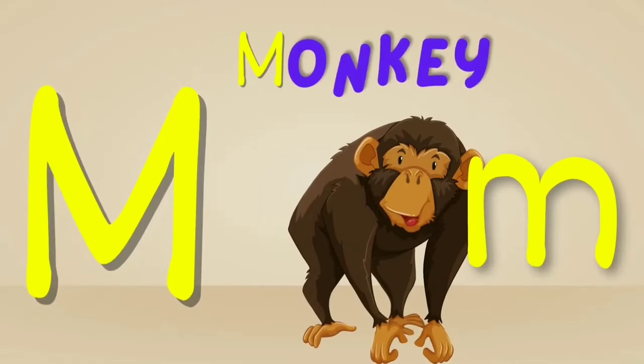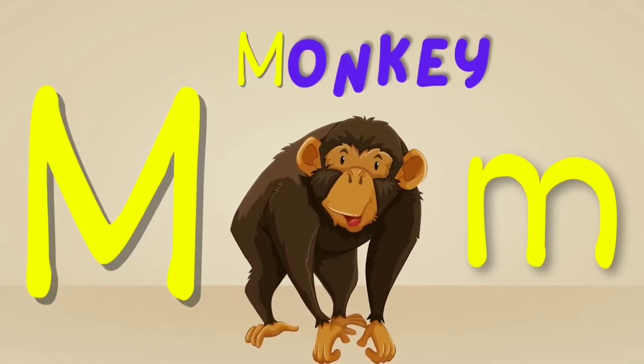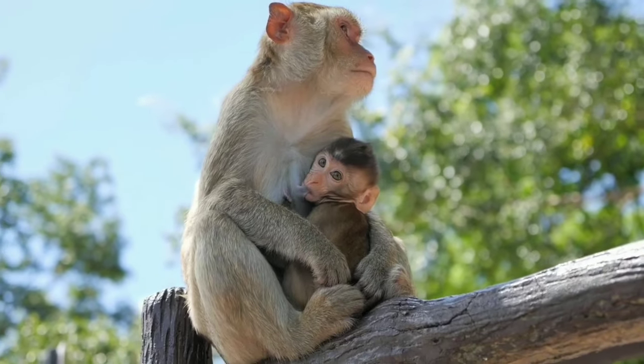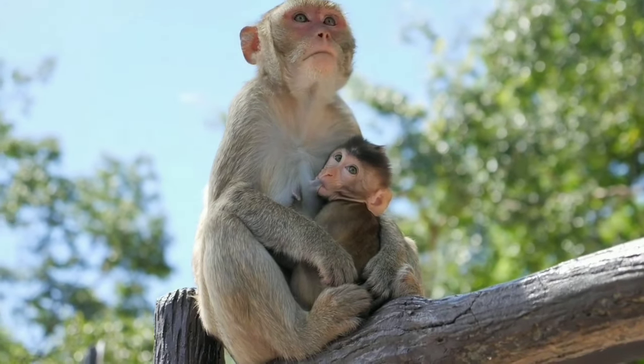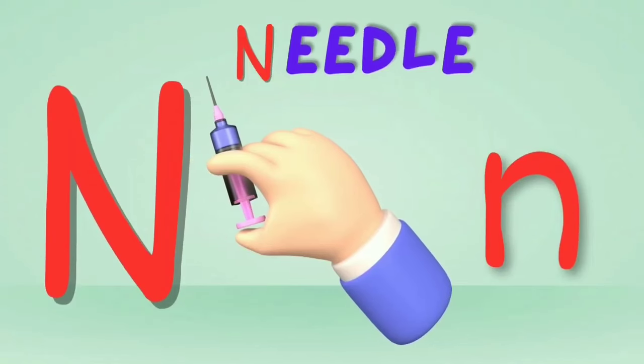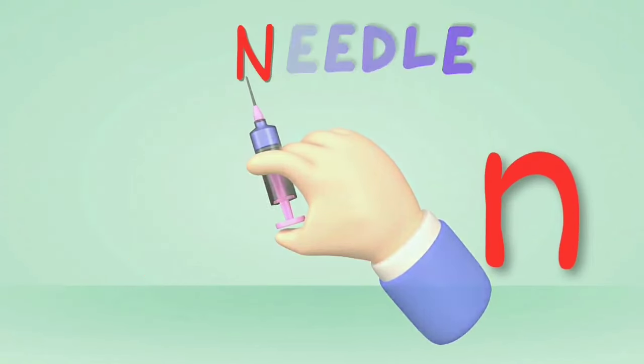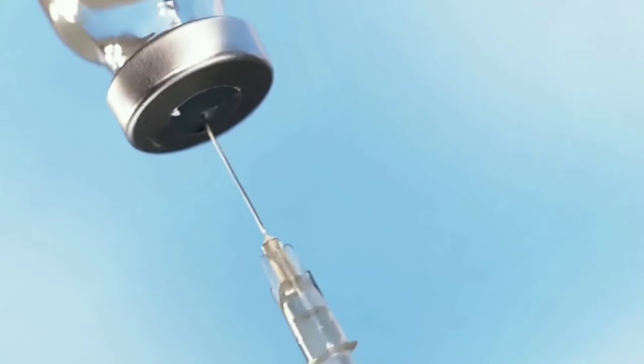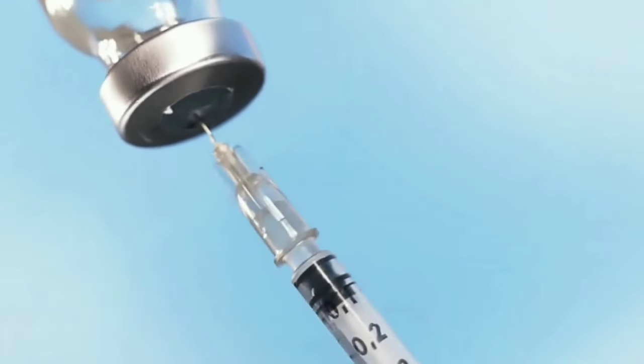M is for monkey, monkey, monkey. This is a monkey, monkey, monkey. N is for needle, needle, needle. This is a needle, needle, needle.